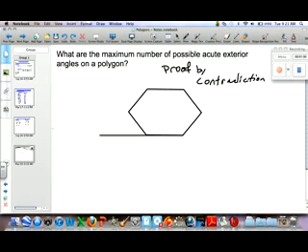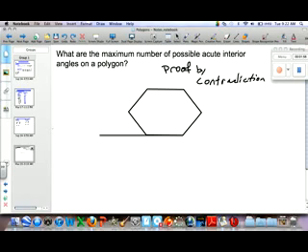So let's take this approach. Oh, there. Okay, that's where I went wrong. All right. I need to change something real quick. We're going to change the term exterior to interior. Okay, so I thought I did something wrong there. All right, so what is the maximum number of possible acute interior angles of a polygon?